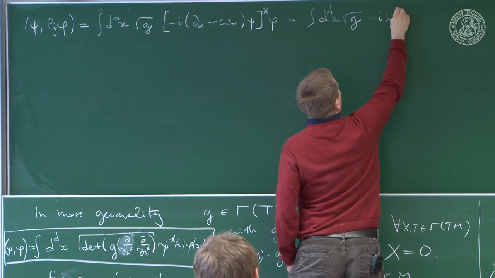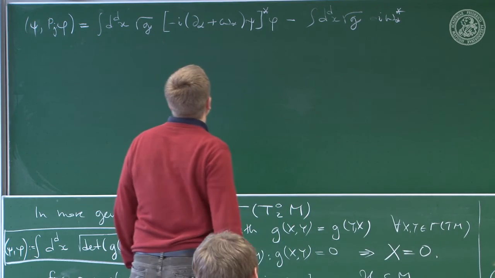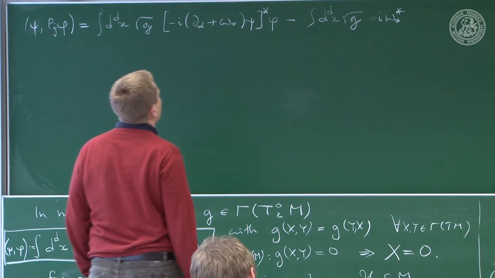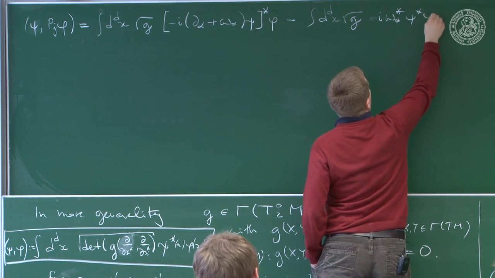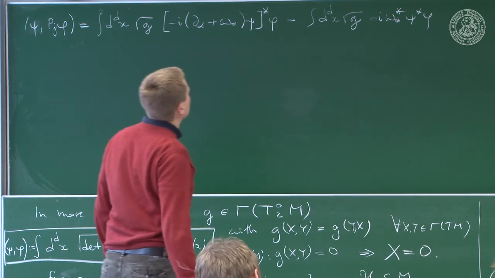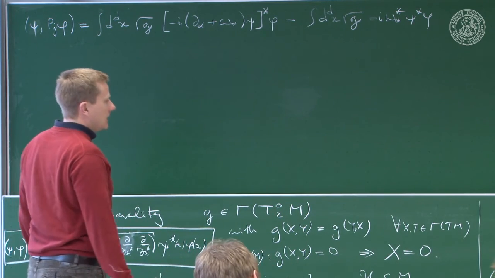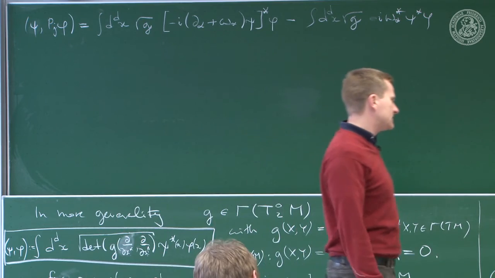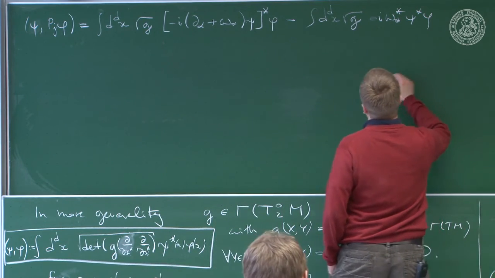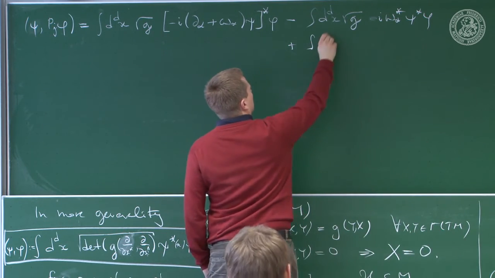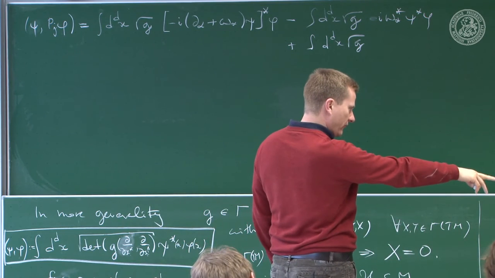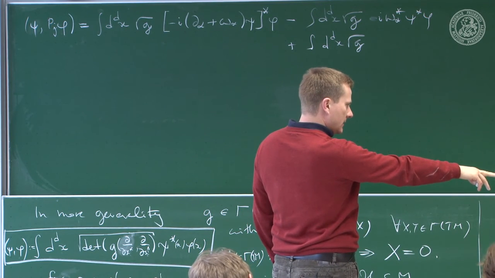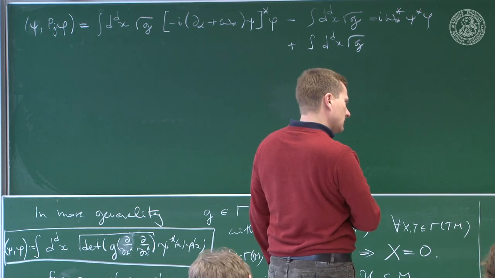added this guy here, psi star phi, okay? And then we should already have a similar term, so let me take that one first and write it below. Integral d x square root g, that's the last term from before. And there's an i missing.